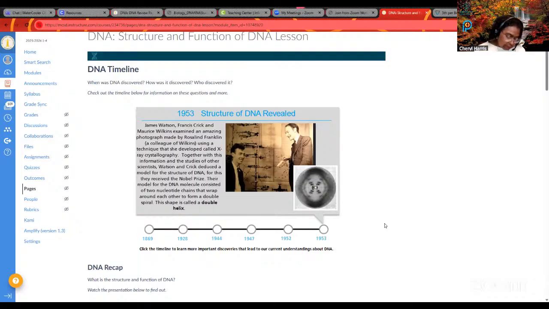A double helix, a spiral helix, but either way, you have to explain that it's twisted, and it's two strands, and it contains two matching strands. Okay.